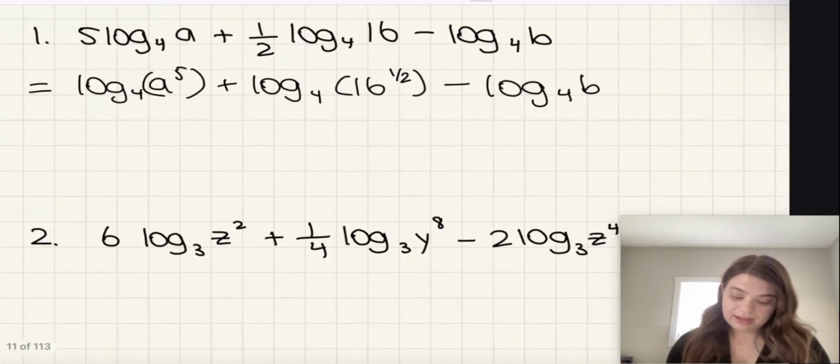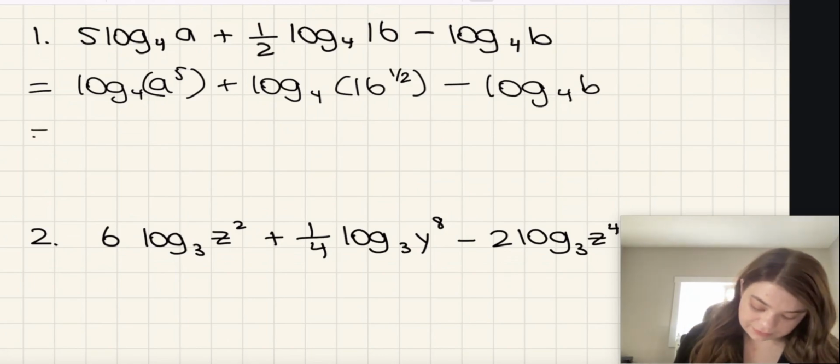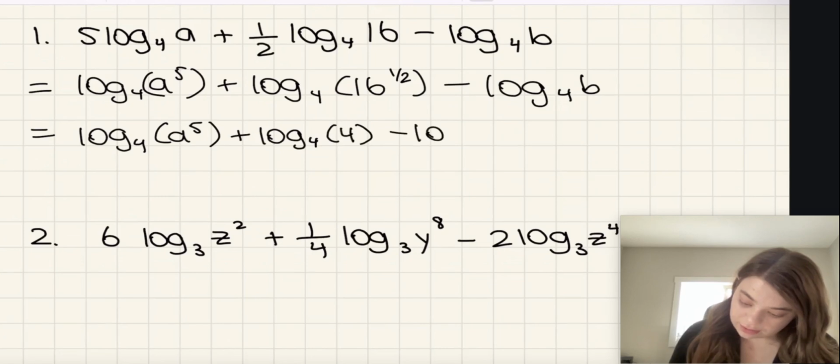Okay, next step is I'm going to simplify where possible. So over here, this 16 to the power of 1/2, recall that that's the same as the square root of 16, which is 4. So therefore we get log with a base 4 of a to the 5, plus log with a base 4 of 4, minus log with a base 4 of b.